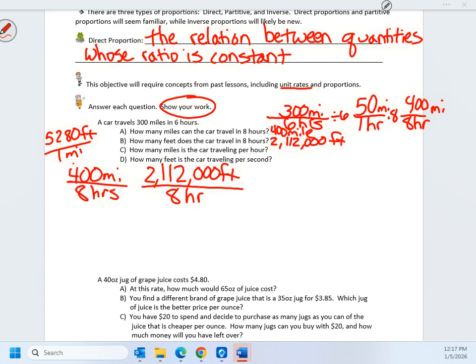Now, it says how many miles is the car traveling per hour? Have we already found that answer? We needed that to solve the previous question. So I don't have to do that math again. I already have that answer. How many miles is it going in an hour? 100? 50.